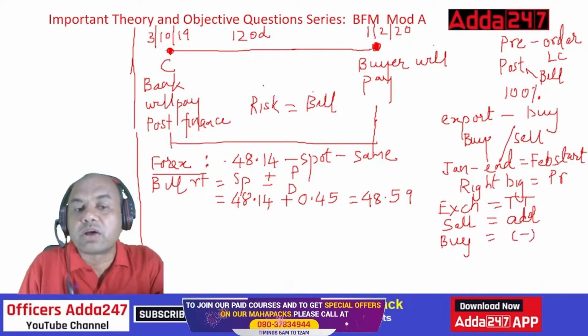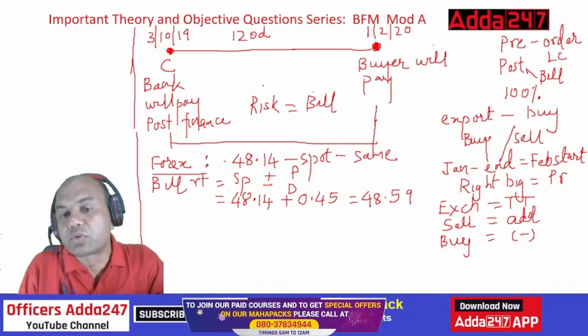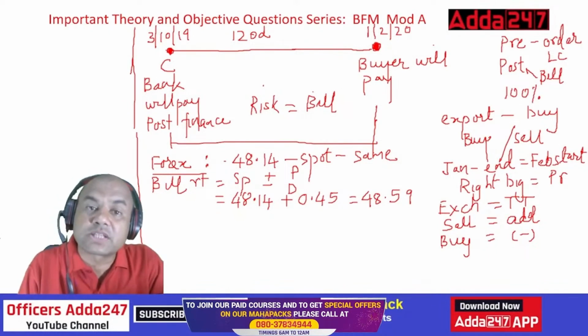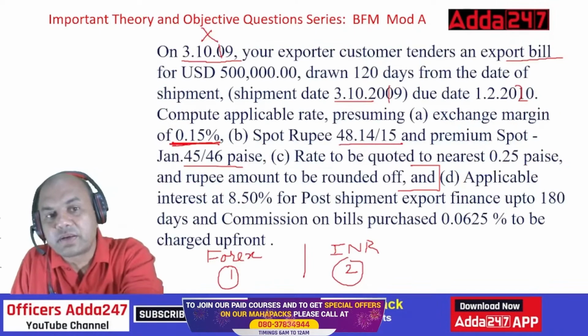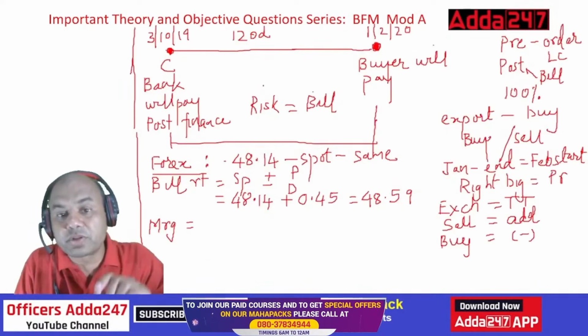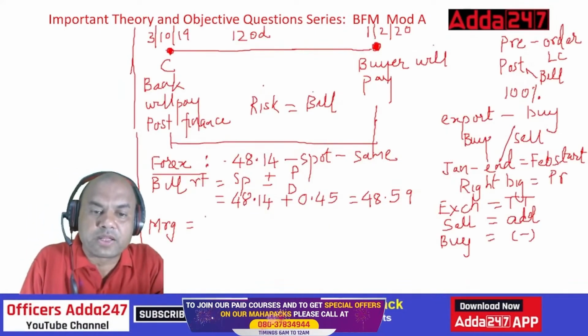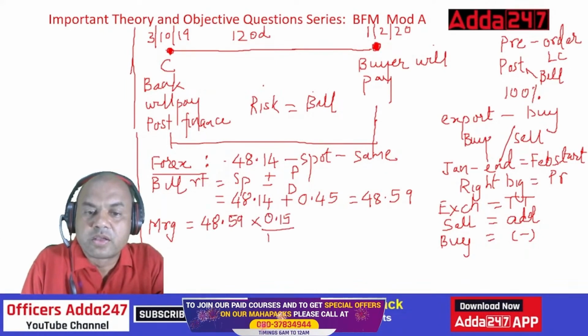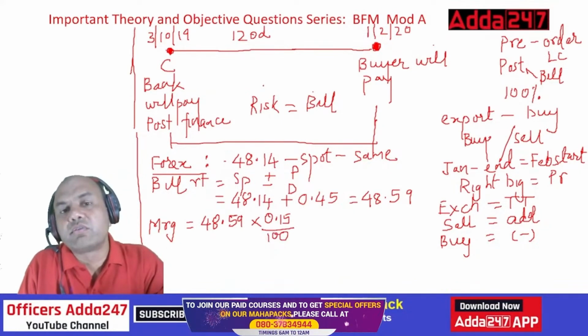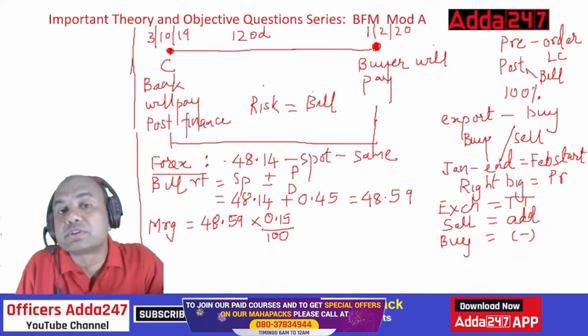Okay. So now I am doing buy. So then I'll have to do minus. But what minus? I'll have to first calculate it. What is the rate then? See this, margin equals to, what is given? 0.15%, right? 0.15%. Percent means upon 100. So it will be 48.59 into 0.15 upon 100. Now some of you might say, sir, why aren't we applying this buy low sell high maxim?